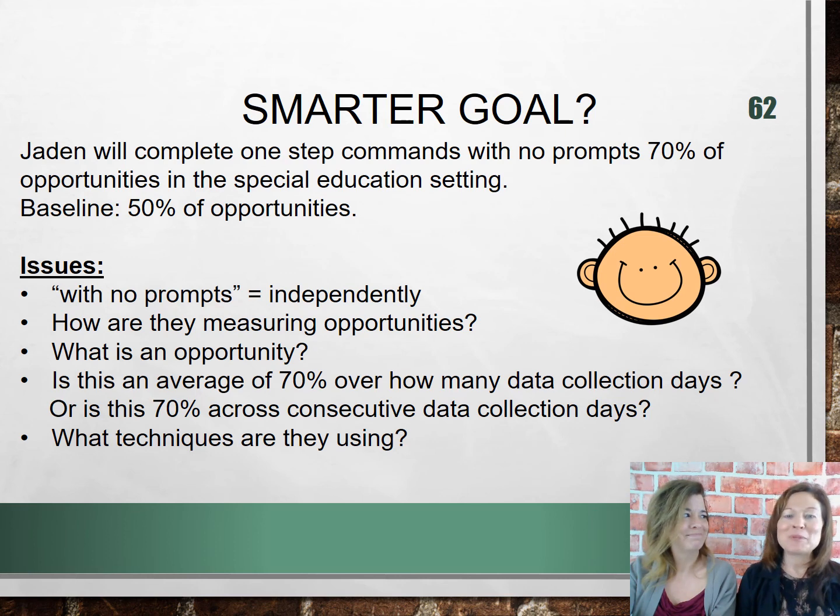That probably means independently, so it's easier to write it that way, I think. Another challenge is when you say 70% of opportunities. That gets a little bit subjective as well, and you might want to define what an opportunity is, and that will help you gather your data a little bit easier. Also, another question is: is this an average of 70% over so many data collection days, or are you going to require 70% in consecutive data collection days? Those are two different processes. And finally, what techniques are being used here?